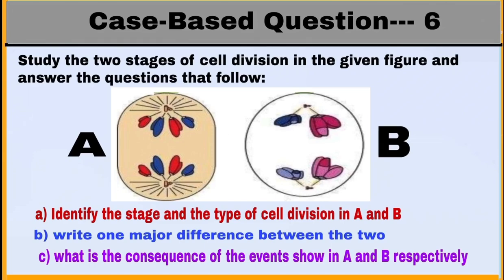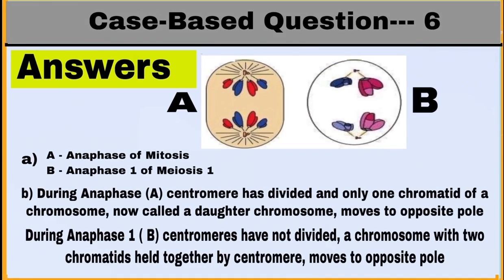Finally, question number 6. Here 2 stages of cell division are shown and based on these 2 stages you have to answer parts A, B and C of the question. Here A is anaphase of mitosis where the centromere divides and 2 chromatids get separated. The 2 chromatids of a chromosome get separated and these 2 separated chromatids now move to opposite poles.